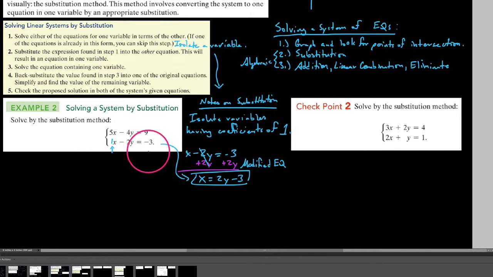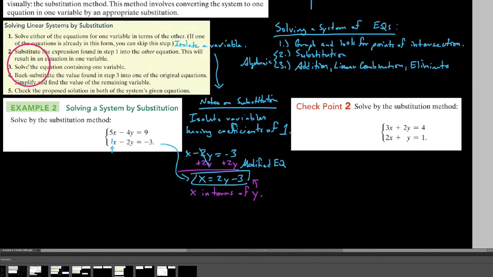And this, we got it from our second equation. So it really says the same thing as our second equation, except notice in the instructions here it says solve either of the equations for one variable in terms of the other. In other words, what we know is x in terms of y is this right here.